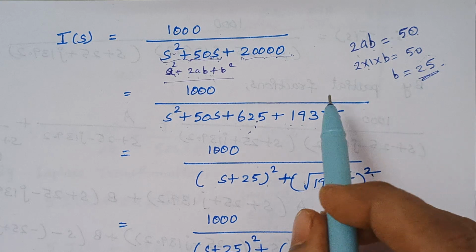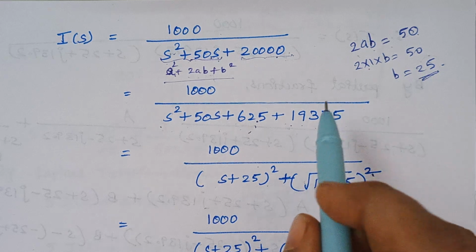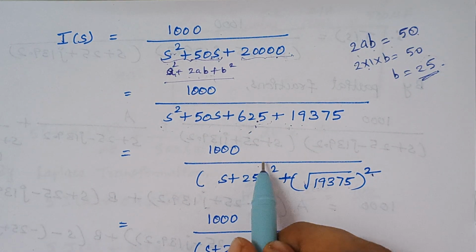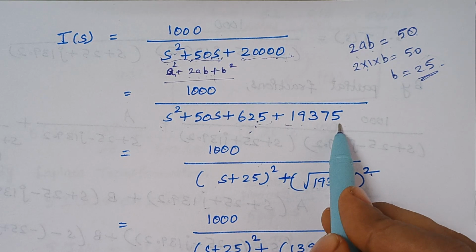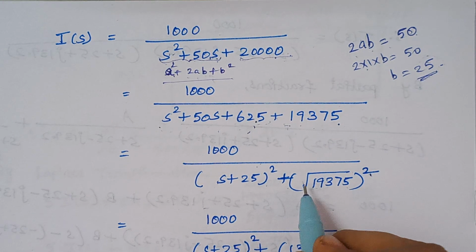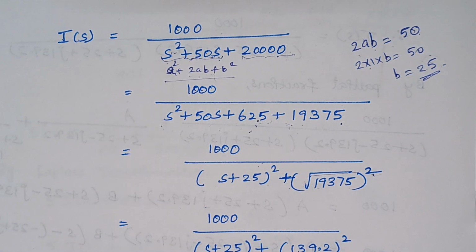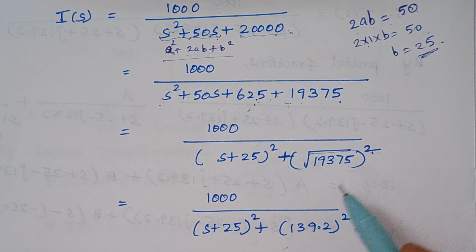I believe these are all the basic things which you would have done in your earlier classes. Now, I am combining these three terms as s plus 25 the whole square, plus I am taking the square root as well as squaring the same number so that its value remains the same. So squaring as well as square root is done. Now the square root of 19375 is 139.2.